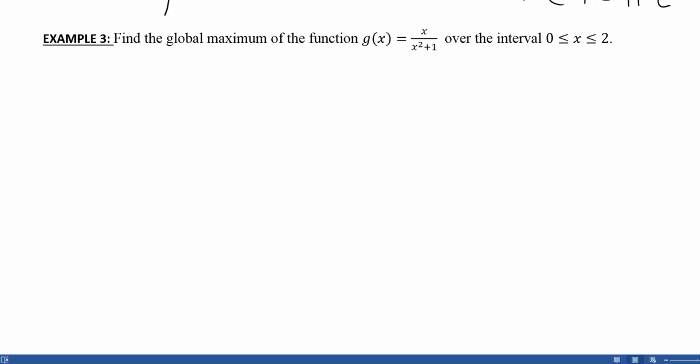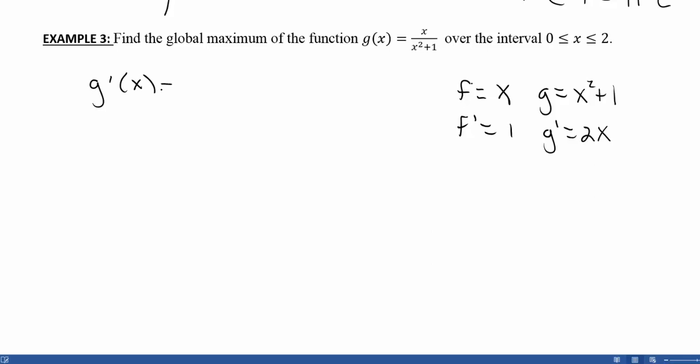So again, I'm going to need to use my endpoints 0 and 2, but I also need to find any critical points. So here, to find my critical points, I'm going to have to do a quotient rule. So my top function is going to be my f, and my bottom function will be my g. Now I need to find each of their respective derivatives, and I can plug that all into the quotient rule to get my first derivative of g.